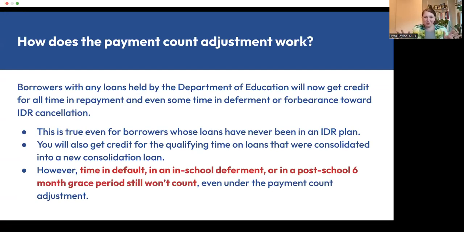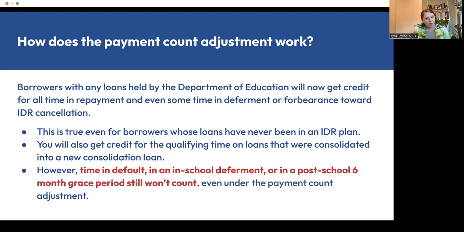So, nuts and bolts of how this works. Borrowers with any loans that are held by the Department of Education will now get credit for all time in repayment and even some time in deferment or forbearance towards IDR cancellation. This counts any times that your loan was delinquent, but not yet in default. This is true for borrowers whose loans have never been in an income-driven repayment plan. In addition, you can also get credit for qualifying time on loans that were consolidated into a new consolidation loan. So again, those rules around your time resetting are not in place during the payment count adjustment.